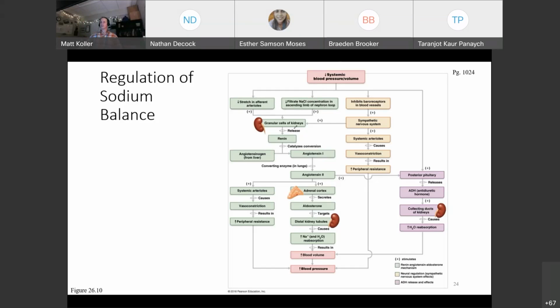It has an effect on the cells of the kidneys, and on renin, which converts angiotensinogen to angiotensin 1 to angiotensin 2. That has an effect on the adrenal cortex and systemic arteries, leads to vasoconstriction, increased peripheral resistance, and increased blood pressure. It also causes the adrenal cortex to release aldosterone, which has an effect on the kidney. We reabsorb more salt and water, increasing blood volume and blood pressure, but the whole point is that we're trying to increase blood pressure at the end of it.